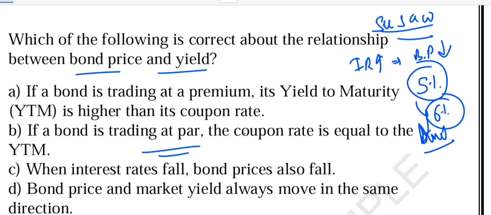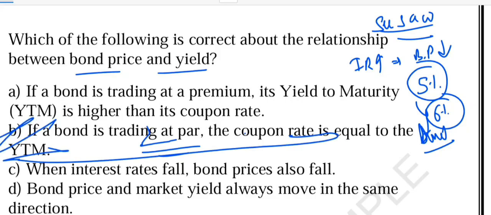Option C, when interest rate falls, bond price also falls. Option D, bond price and market yield always move in the same direction. So see, which option tells you the correct picture? Obviously it is option number B. Yes. If the bond is trading at par, its coupon rate and YTM will be the same.